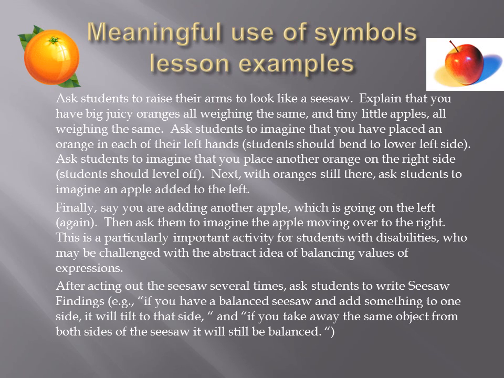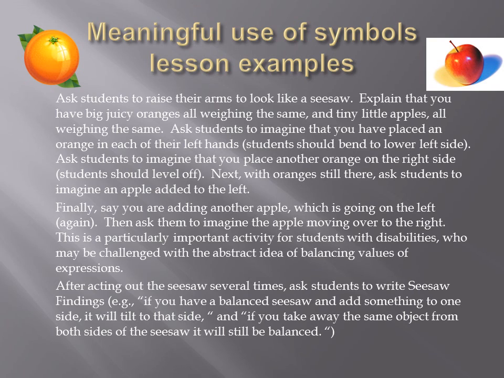Next, with oranges still there, ask students to imagine an apple added to the left. Then say you are adding another apple, which is also going on the left. Then ask them to imagine the apple moving over to the right. This is a particularly important activity for students with disabilities who may be challenged with the abstract idea of balancing values of expressions.